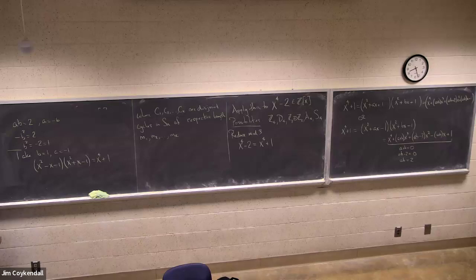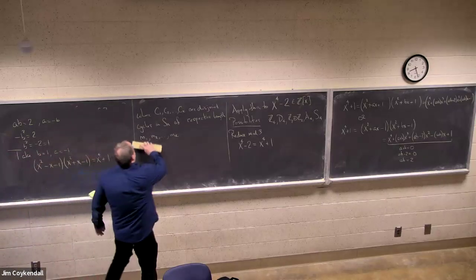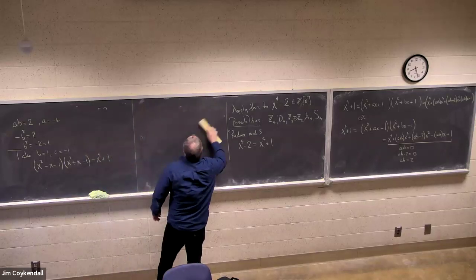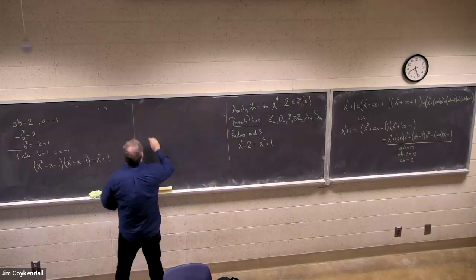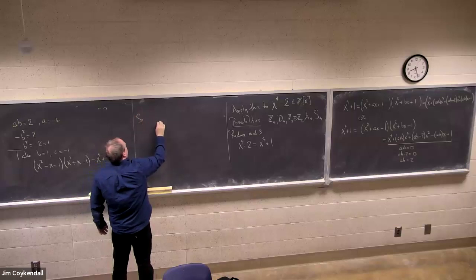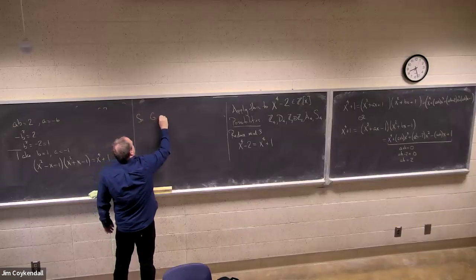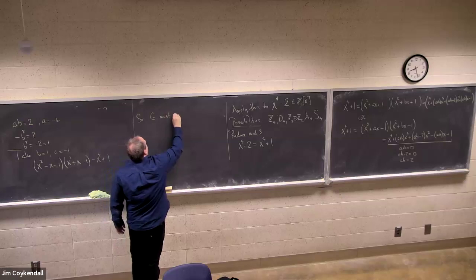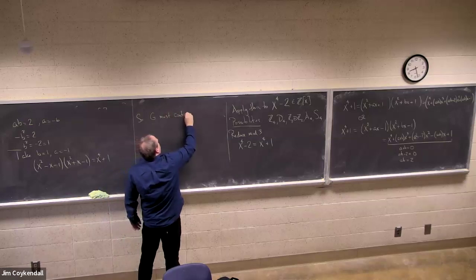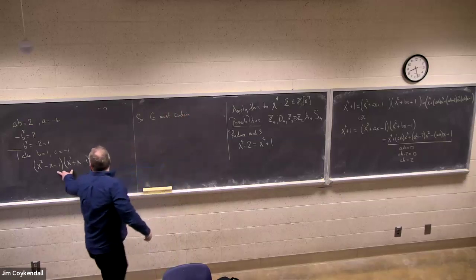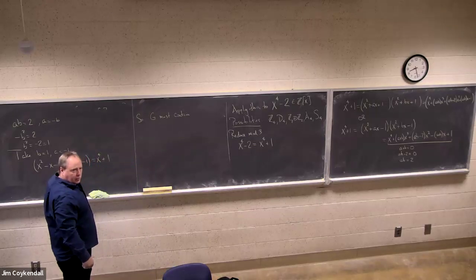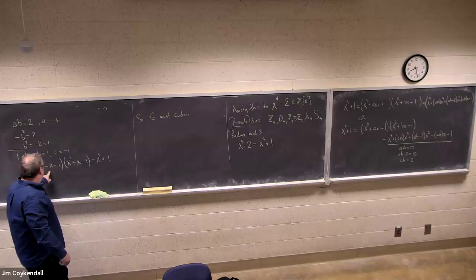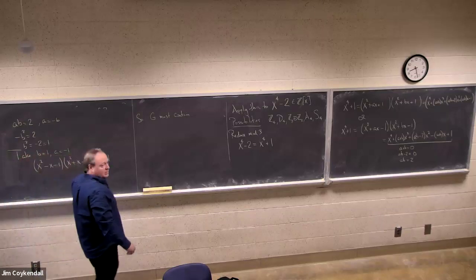So that means, what does that mean? G must contain a product of two cycles, right? This is a 2-cycle because the degree of that is 2, and the degree of that is 2, right?